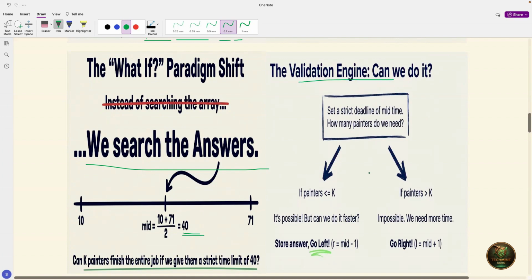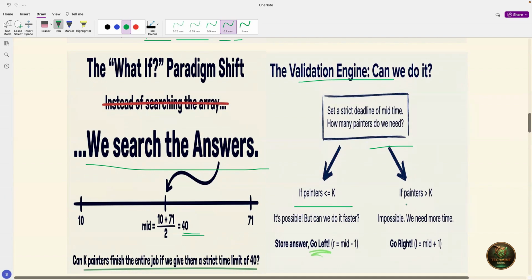It sets a strict deadline of mid time. The engine checks the array sequentially and returns the number of painters needed. Suppose the total painters needed is less than or equal to k, then it's possible. So we then ask, can we do it faster? Meaning, can we manage with less time? For that, we will squeeze our time by making R equal to mid minus 1.